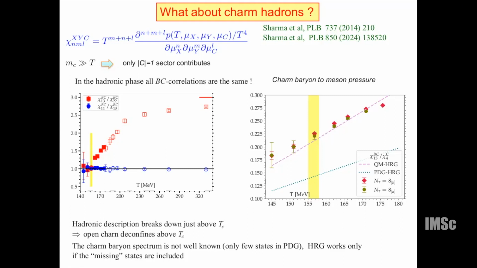But if you also put in the charm hadrons, charm baryons, which are predicted by quark models, you get a very good description of this quantity, or this ratio of baryon charm correlation to charm fluctuations.